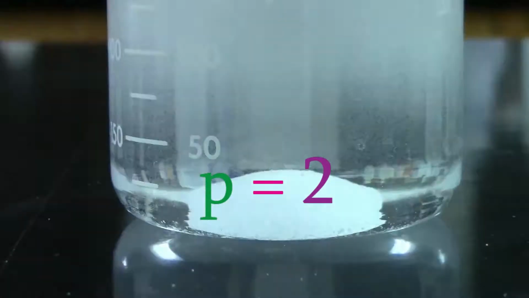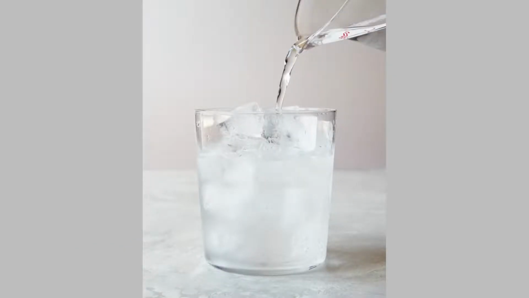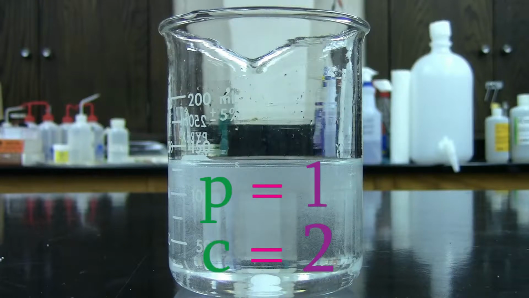Next, let's look at the variable C in the phase rule equation, the number of components. Suppose we have a system consisting of ice and water in equilibrium. In this case, two phases are present, so P equals 2, but there's only one component because both phases are made of the same compound, so C equals 1. On the other hand, if we have a solution of salt and water, there's only one phase because the salt is soluble, so P equals 1. However, there are two components because the salt and water are different compounds, so C equals 2.